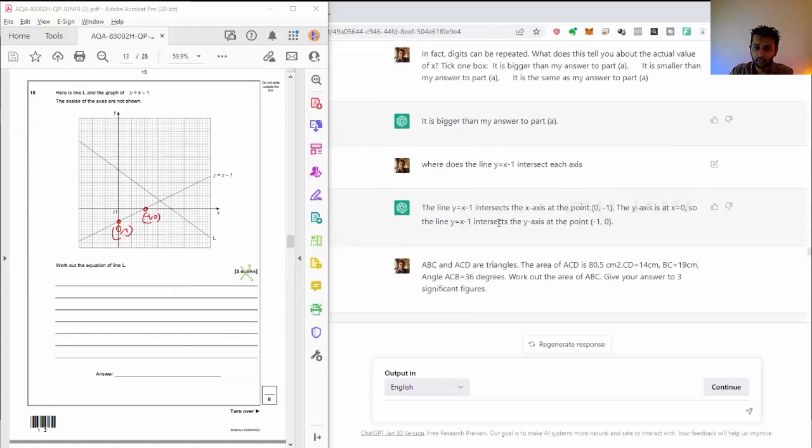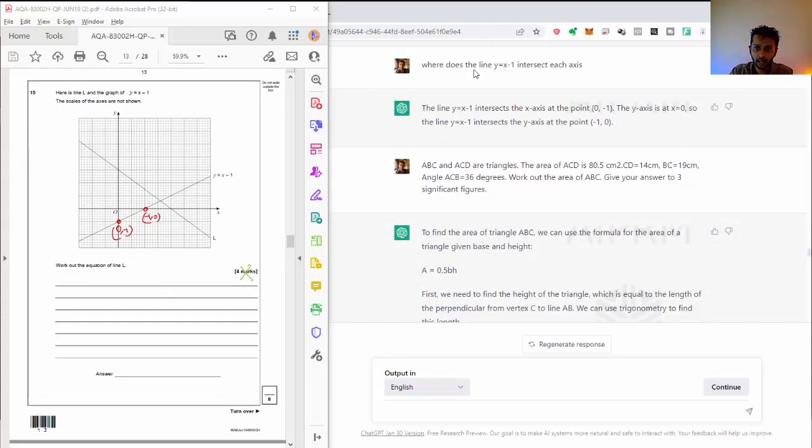Question 15, I was shocked by this answer here. I said, where does the line y equals x minus 1, which is this line here, cross each axis? And it says the line intersects the x-axis at the point 0, minus 1. 0, minus 1 is here. Now what's the problem with what it's just said? It says it crosses the x-axis, that's the y-axis. And then it crosses the y-axis when x is 0. So it crosses the y-axis at minus 1, 0. So minus 1, 0 is over here. Alright? So I've labelled that as minus 1, 0, but technically that's 1, 0. So it's got that wrong. So no marks for number 15 there.